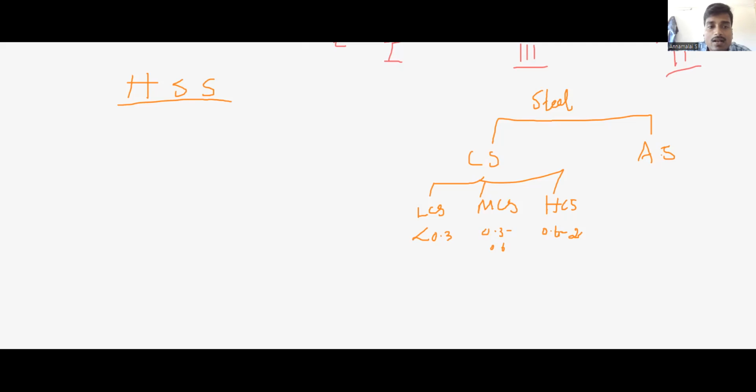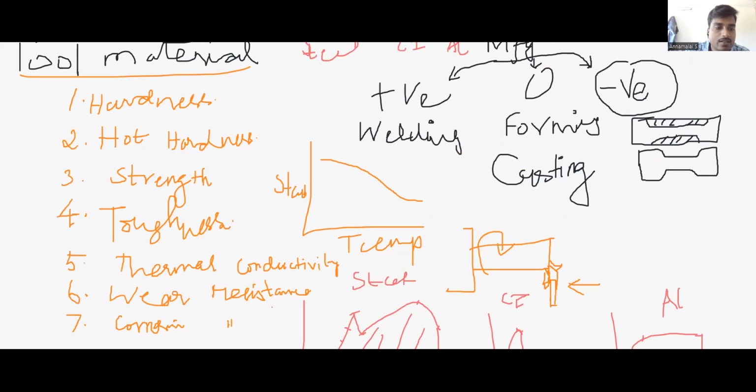The high speed steel comes under the category of alloy steel. It contains 18 percent tungsten, 4 percent chromium, and 1 percent vanadium. Now, why do we have to add tungsten, chromium, and vanadium? This is the next question. Among the desirable properties of a material, I have listed 7 important ones: hardness, hot hardness, strength, toughness, thermal conductivity, wear resistance, and corrosion resistance.